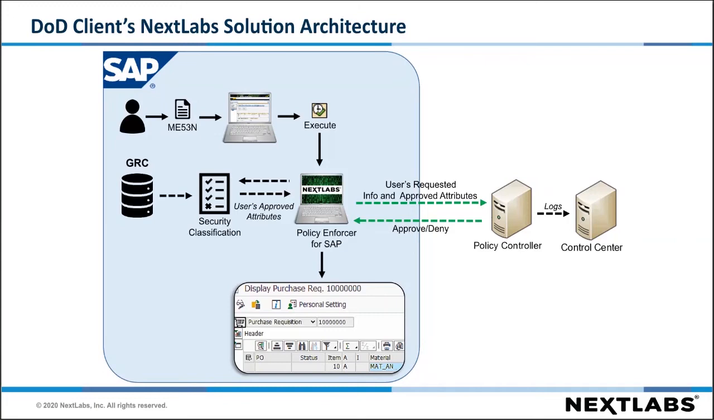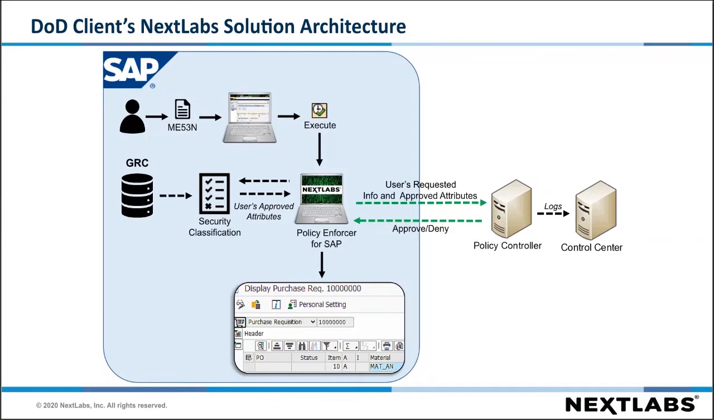some of the ability to write organization-specific policies and evaluate the attributes that were made in a specific transaction to determine whether or not a user has access or not. And then all those approvals and denials are logged and sent to the control center, as well as immediately sent back to the enforcement in SAP, where the user would then view the purchase requisition.